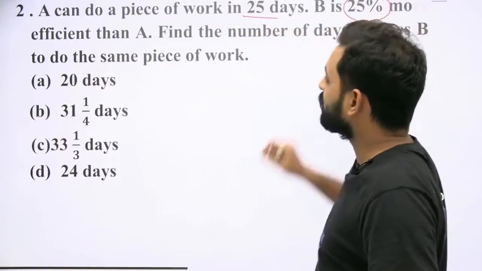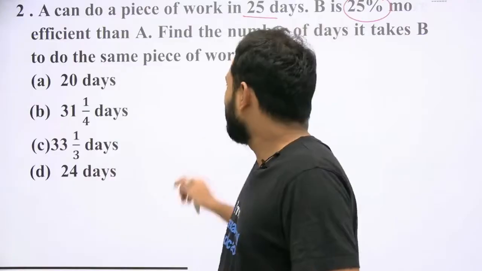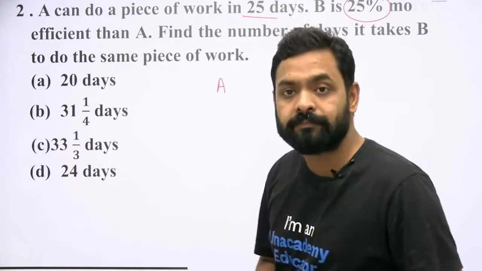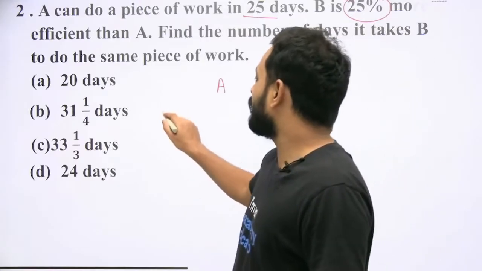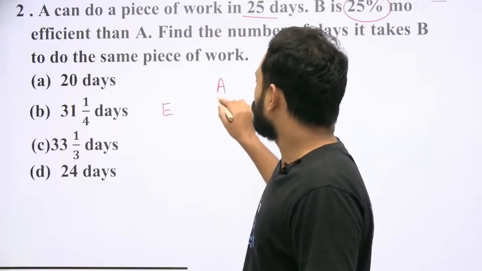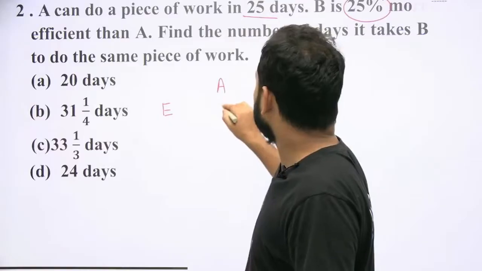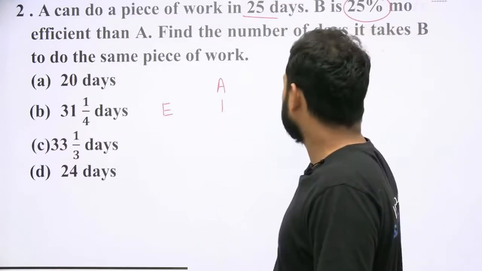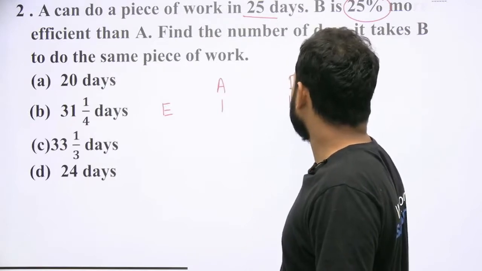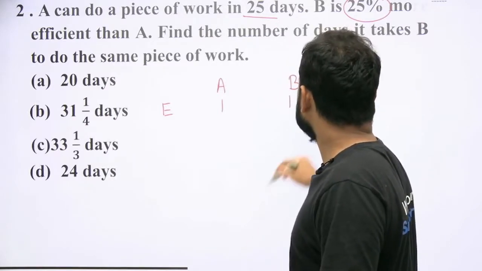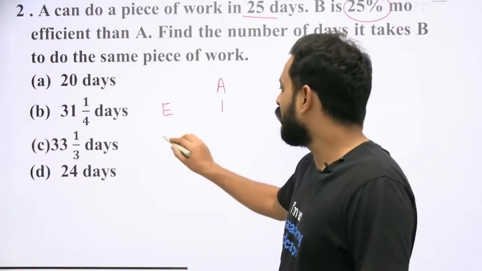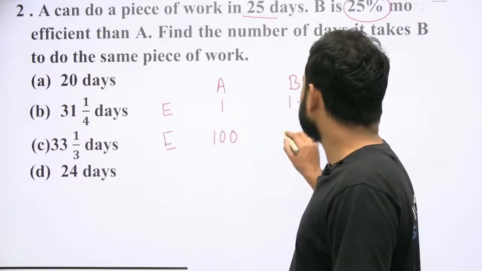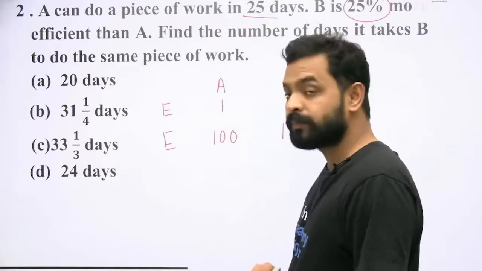Now, A does a piece of work in 25 days. B is 25% more efficient than A. That means, let me write down A and B as we have done earlier as well. Now, we are considering the efficiency. If A's efficiency is 1, then B's efficiency will be 1 plus 25%, which is 5 by 4. Or you can also write that if A's efficiency is 100, then B's efficiency is 125. That's what we can do, right?